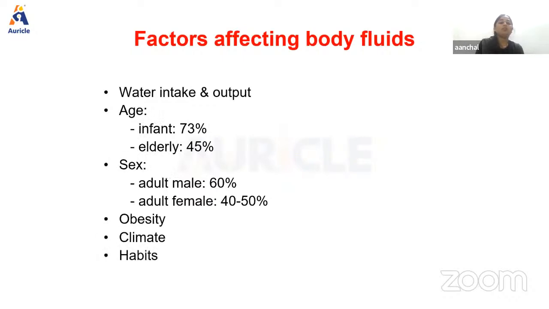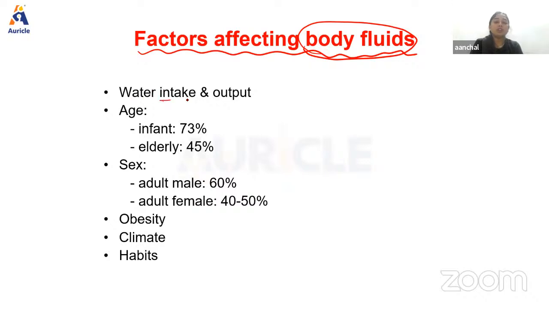Now we are going to discuss the factors that are responsible for affecting body fluids. What are those conditions in which the body fluids can be affected? It totally depends upon water intake and output. If the person is taking a sufficient amount of water, the urine output will be normal. But if the person is taking less water, the urine output will be less, and a condition like dehydration will occur inside the body.